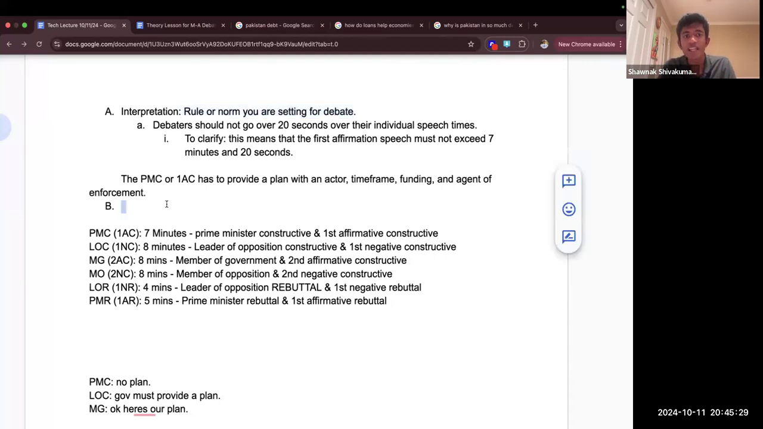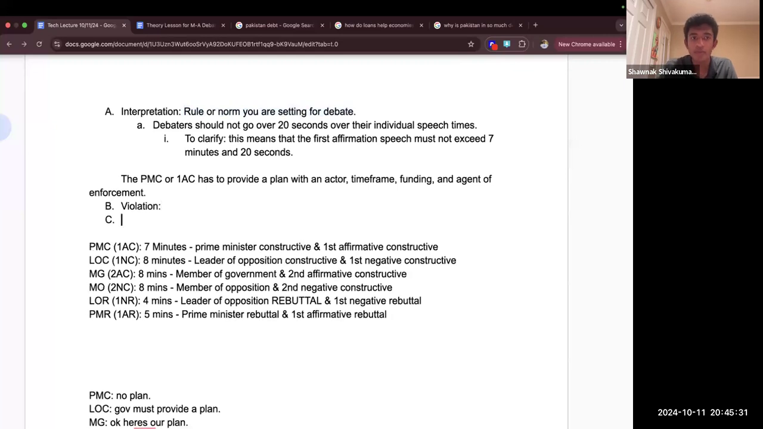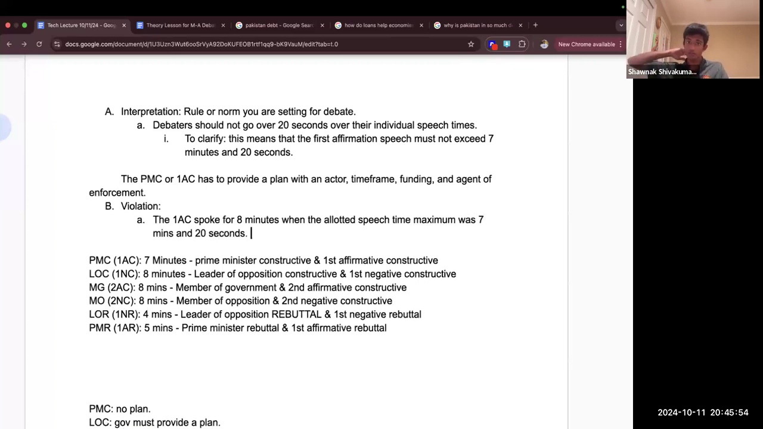Okay. The violation here is how they broke that rule or norm. For example, in the speech time example, the 1AC, I'm using terms already, the 1AC spoke for 8 minutes when the allotted speech time maximum was 7 minutes and 20 seconds. Right? This is the violation. They violate this. Now, this is just proving that they violated something.